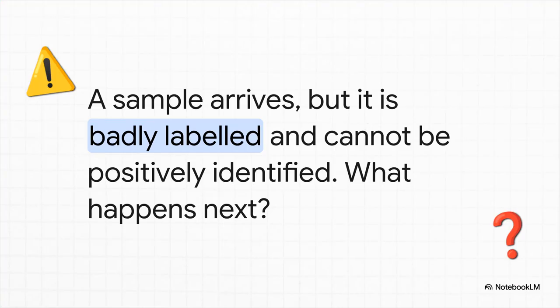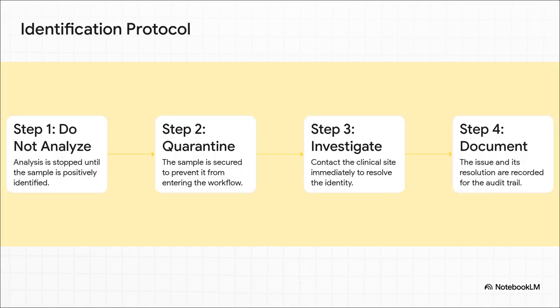Imagine this. A courier drops off a box. The technician at Apex Labs opens it up, and inside there's a tube, but the label is smudged. They can't be 100% sure whose sample this is. What they do next is what separates a compliant lab from a liability. And here is the absolute key takeaway. The technician does not guess. They don't even think about running the test.